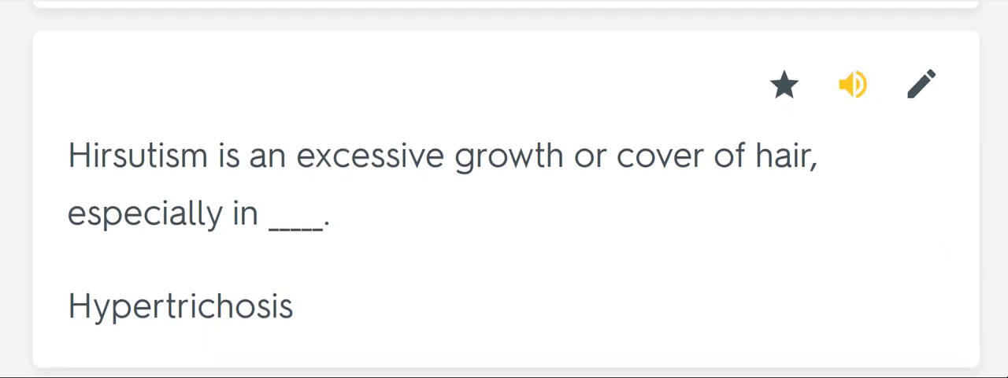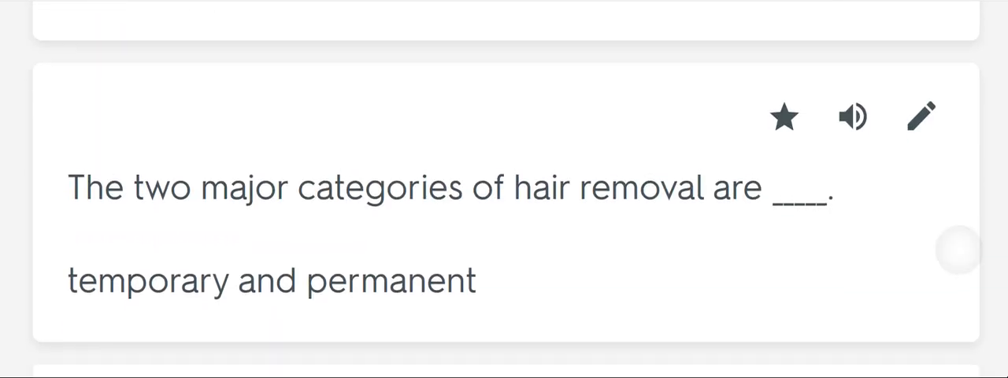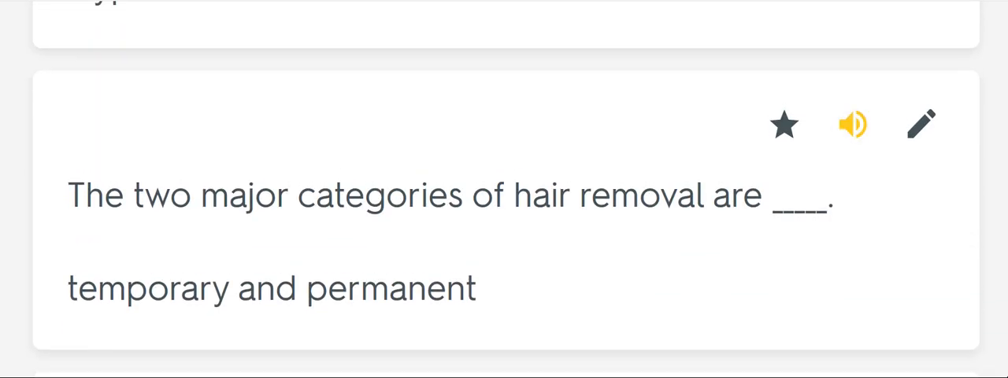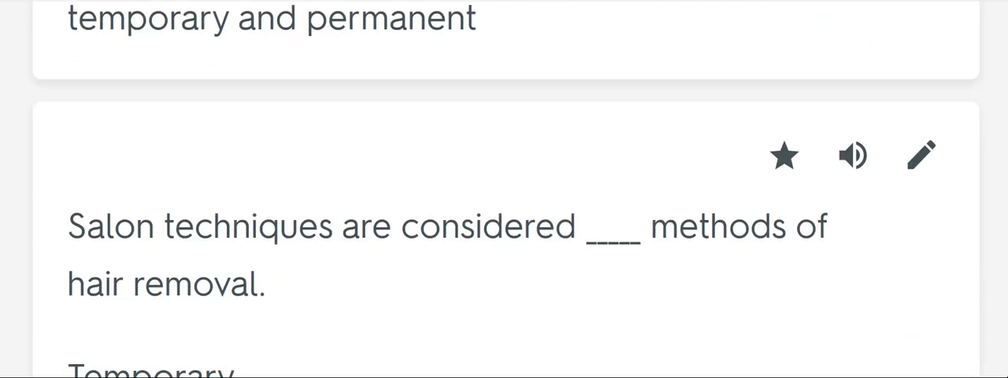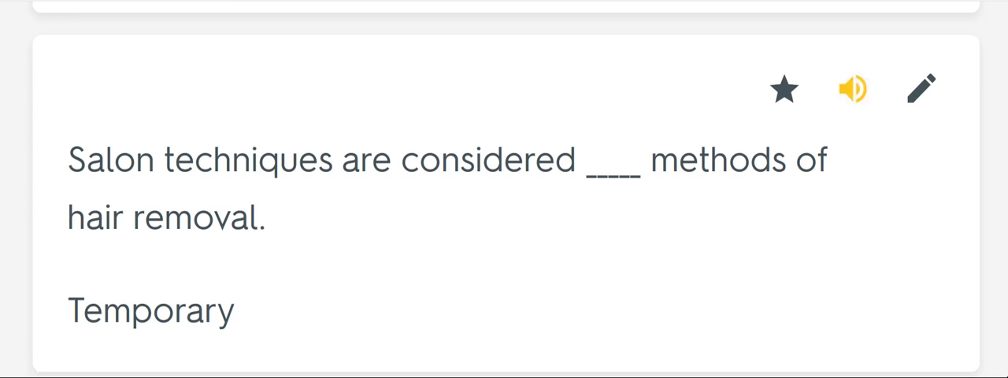Hirsutism is an excessive growth or cover of hair, especially in women. Hypertrichosis. The two major categories of hair removal are temporary and permanent. Salon techniques are considered temporary methods of hair removal. Temporary.